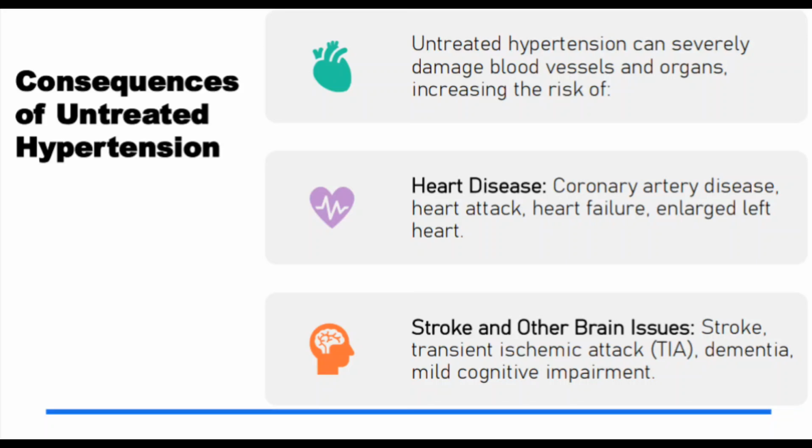Then, stroke and other brain issues. Stroke or transient ischemic attack, that is TIA, then dementia and mild cognitive impairment. Hypertension increases the risk of stroke by causing the blood vessels in the brain to either burst or become blocked. This can lead to significant brain damage and long-term disability.